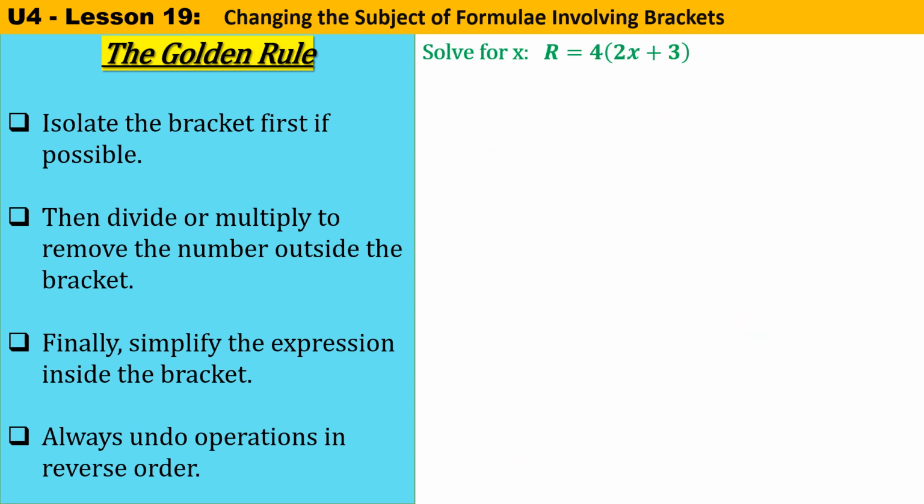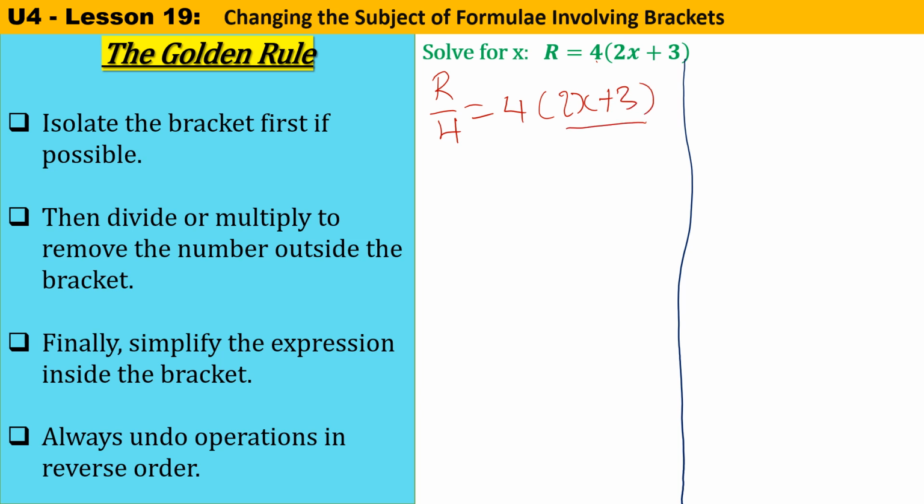So here for our fourth example, we are going to make x the subject. We are solving for x. All right. So we're multiplying by 4, so we're going to divide both sides by 4. So it's r divided by 4 equal to 4 times 2x plus 3, over 4. And these two canceled out each other, so our new equation is r over 4 equal to 2x plus 3.